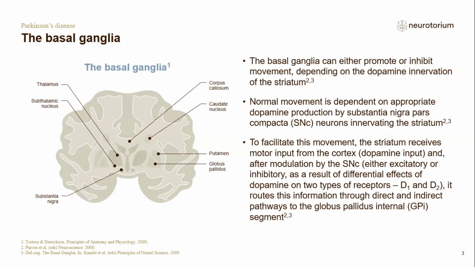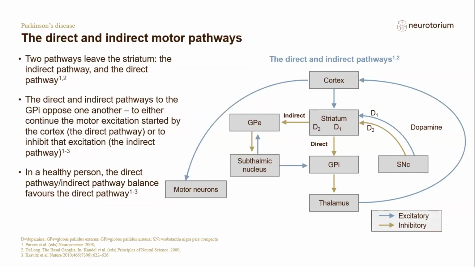Depending on what neurons are innervating or are leaving, it can either be excitatory or inhibitory, depending again on which receptors are also in play. So let's have this in mind, but we shall understand it better. It also brings us to the direct and indirect motor pathways.